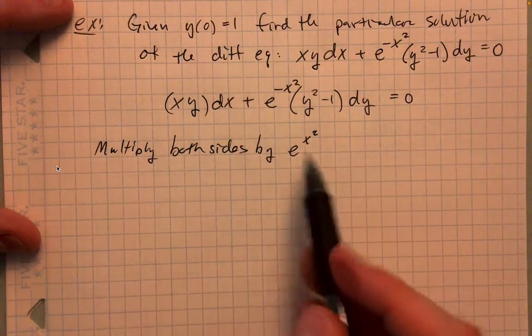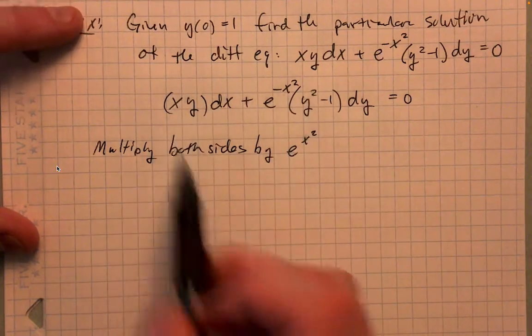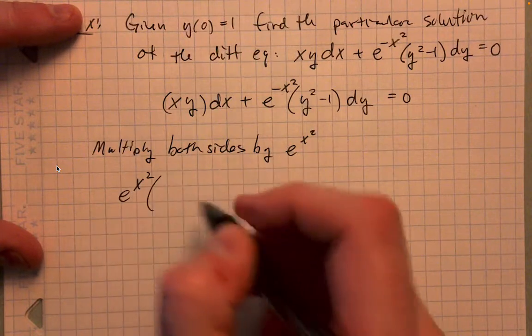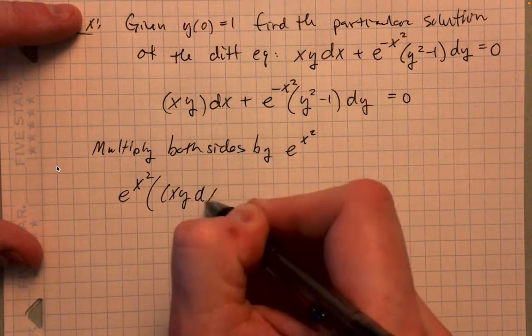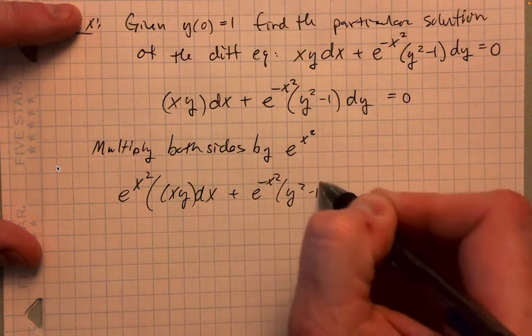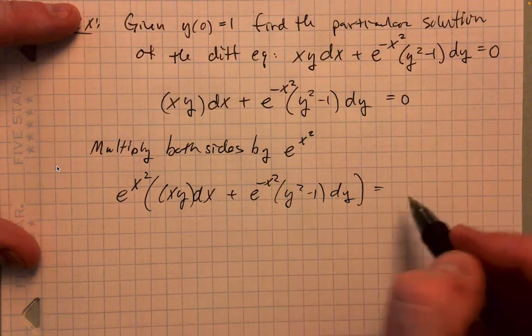Okay, and the reason we're doing that, of course, is we want to get rid of this x squared term in this guy and bring it over with this one. So when we do that, we have e to the x squared times xy dx plus e to the negative x squared times (y squared minus 1) dy equals, and then of course e to the x squared times 0 is just 0.